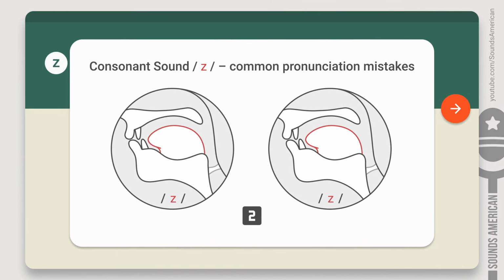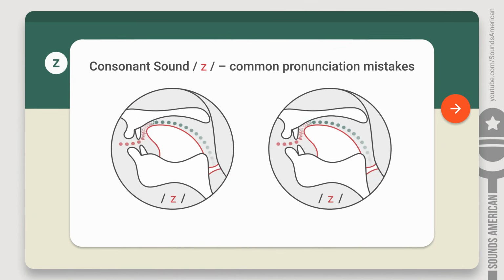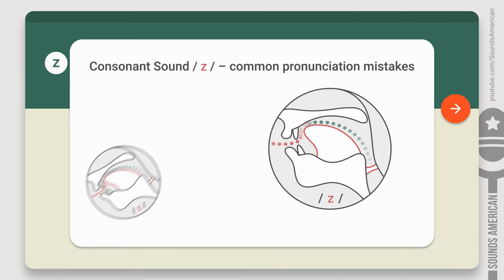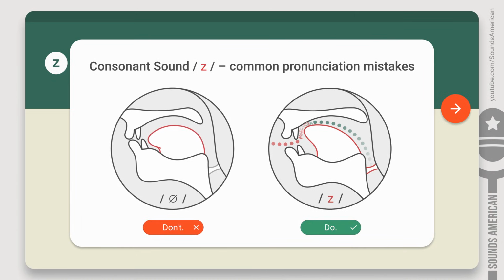Number 2. Another typical problem is that the z is distorted or dropped at the end of words. In some languages, words don't end with fricative sounds, but if you drop them in English, you'll be misunderstood.